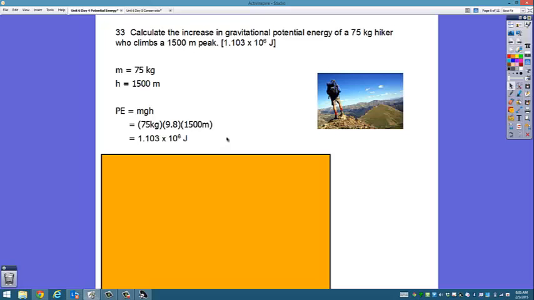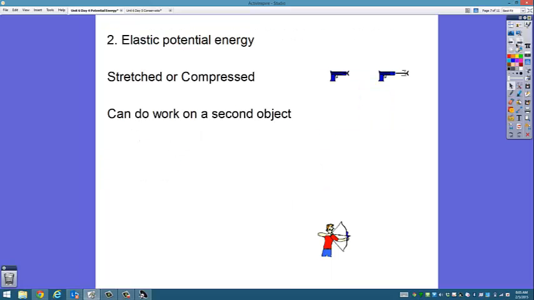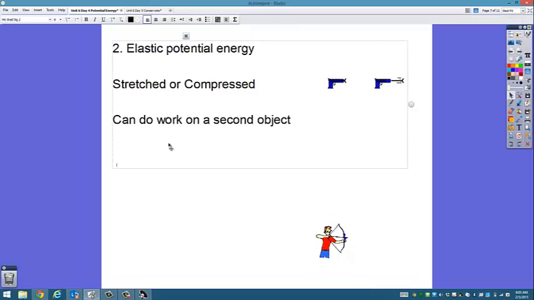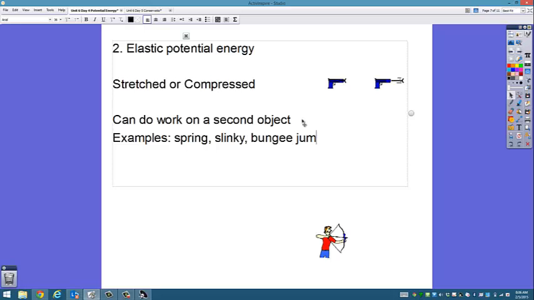Okay, so this is the first type of potential energy. Now we're going to look at the second type. So the second type of potential energy is our elastic potential energy, or EPE. And in this case, we're looking at what happens when an object is stretched or compressed. So some examples of that would be like a spring or a slinky, bungee jumping. It has that cord that's going to pull you back.